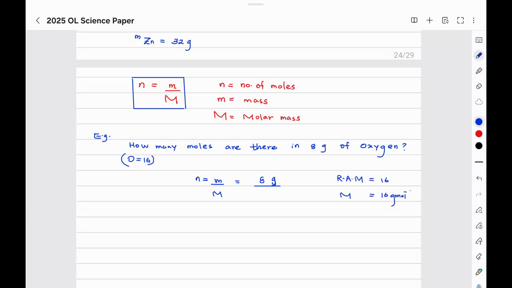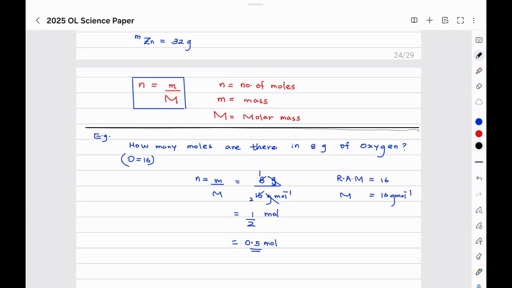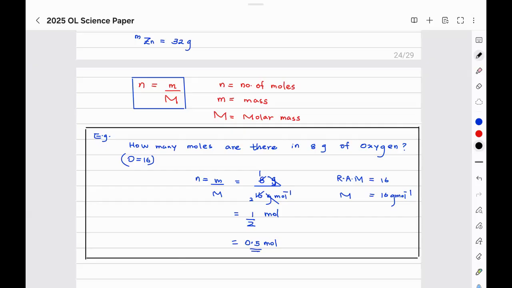Relative atomic mass and molar mass, only the difference is unit. Then 16 grams per mole. Grams will cancel off. Here 8, here 16 also divided by 8, then half. Children, per mole is going to the numerator as mole. That means answer will be 0.5 moles. Okay. So this is a simple example question. Is it clear? Right? In this way.